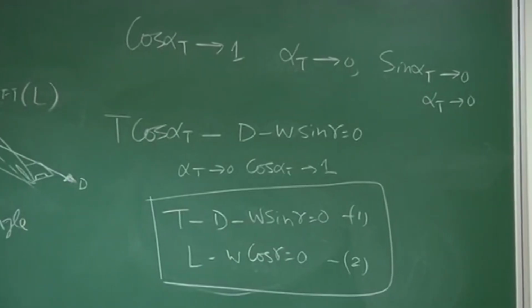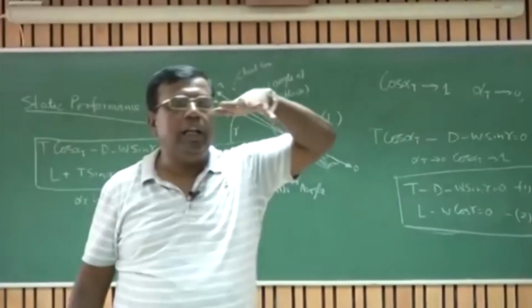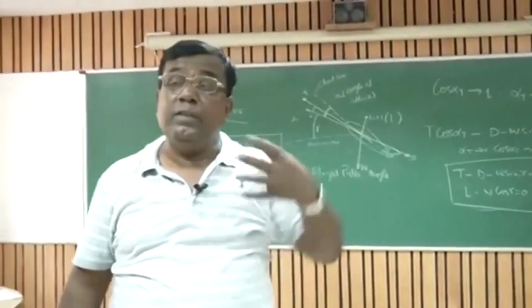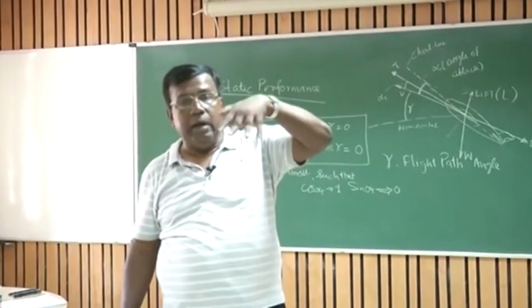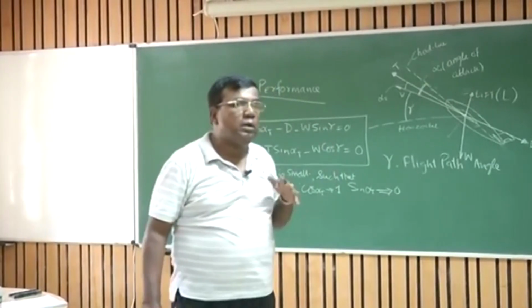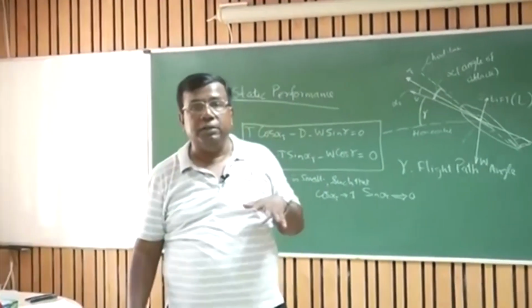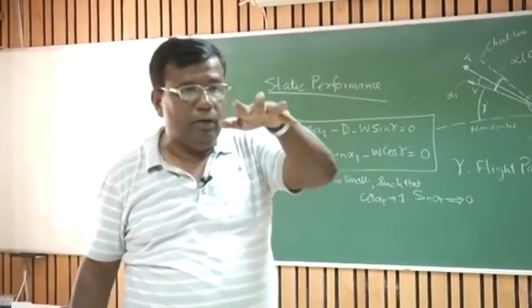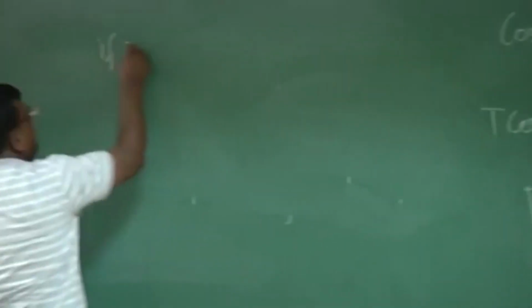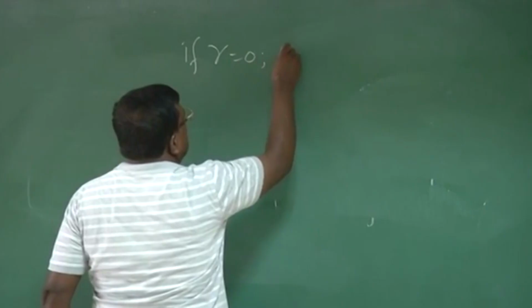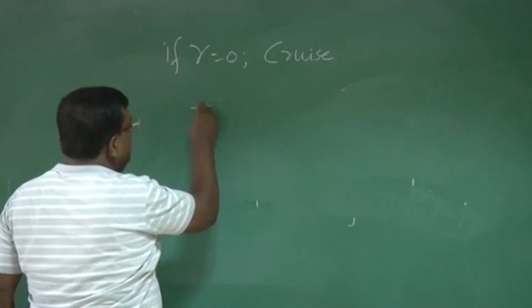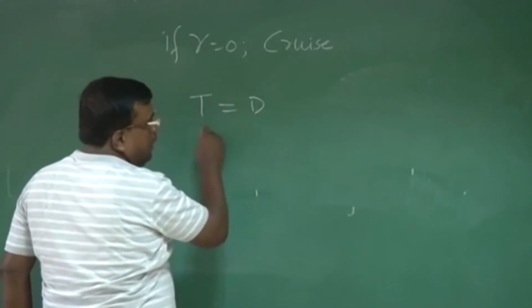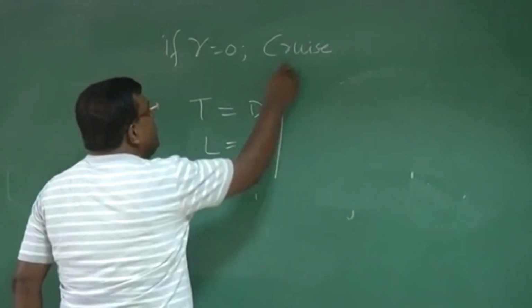Now see here, if I am talking about traditional cruise, that is, I am cruising like this with gamma 0. Because if gamma is non-zero, if gamma is positive, I am climbing. If gamma is negative, I am descending. So we are talking about a cruise where I cannot reduce the altitude. So I am going for gamma equal to 0. So if gamma equal to 0, which is true for cruise, then I have T equal to D and lift equal to weight.